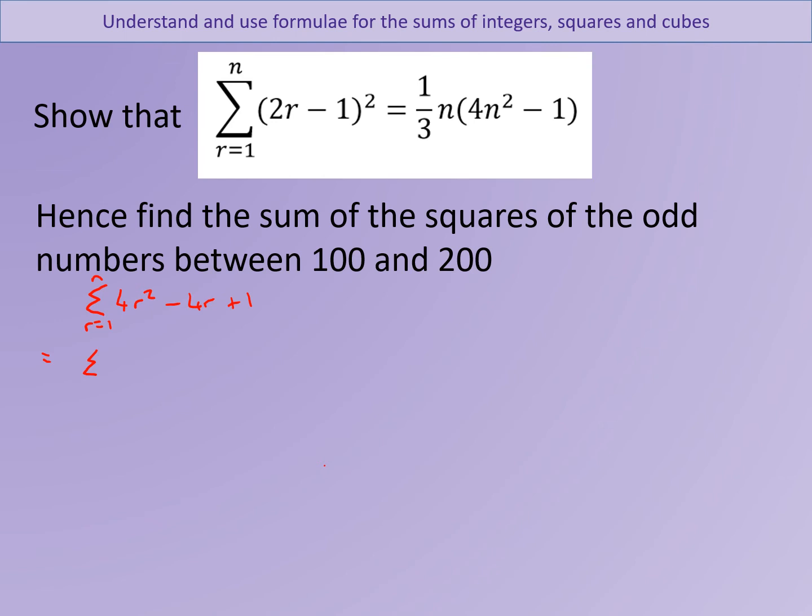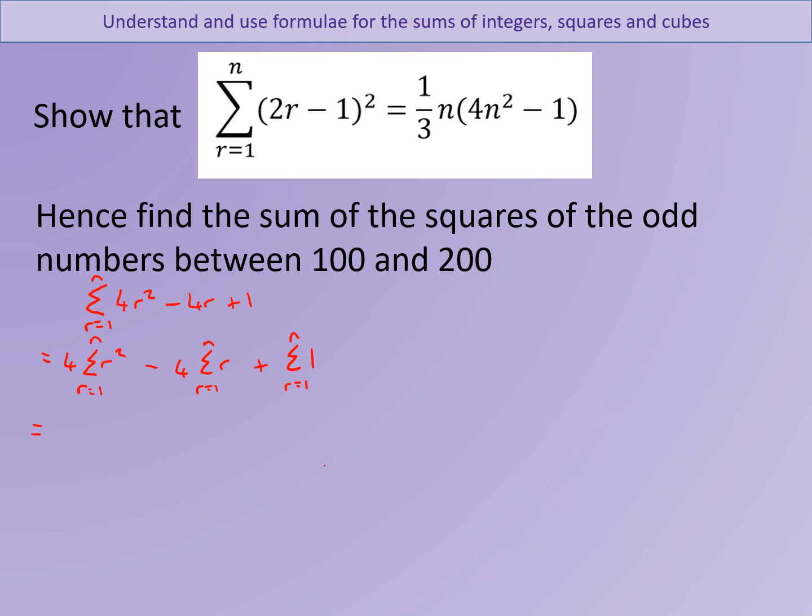So that can be split up into 4 times the sum of r squared, from r equals 1 to n, minus 4 times the sum of r, from r equals 1 to n, plus, remember that this isn't just a 1, this is the sum of 1. The sum of 1 from r equals 1 to n. So that is a 1, n times. So that answer is going to be n at the end, 1 times n.